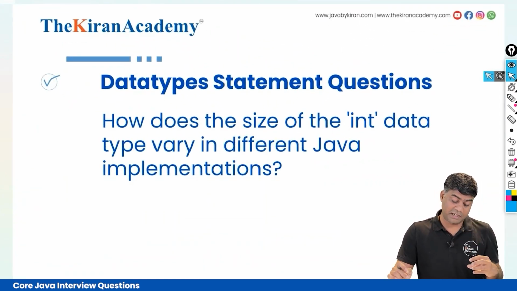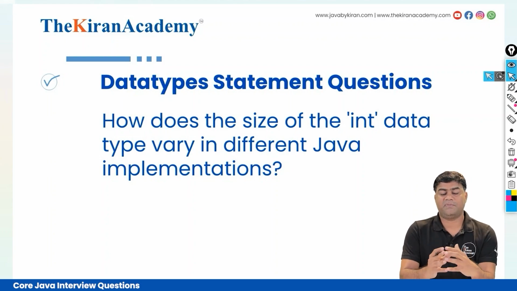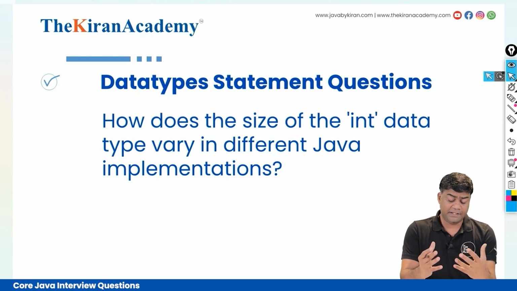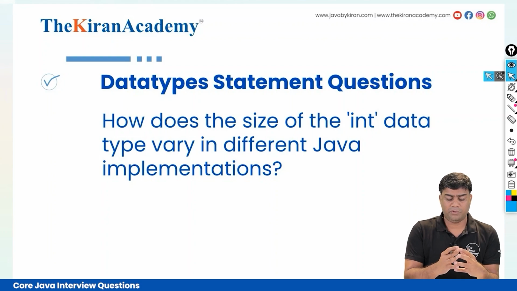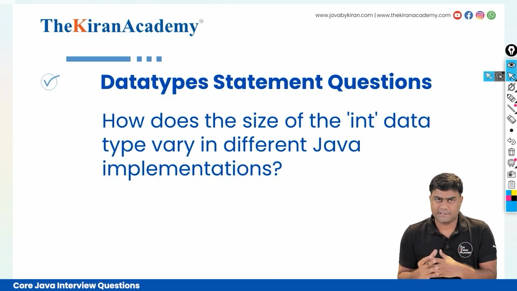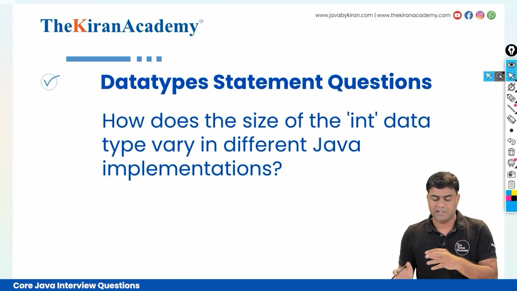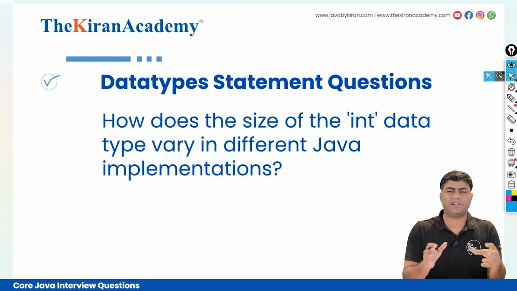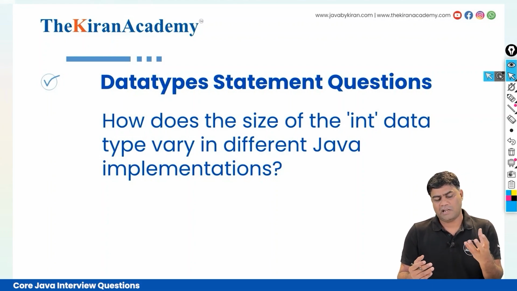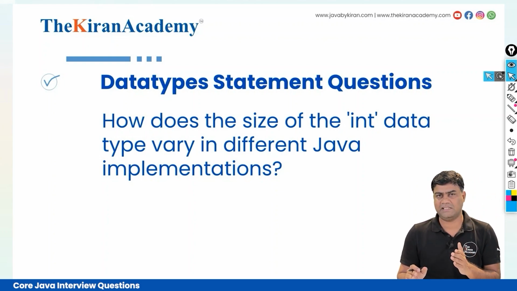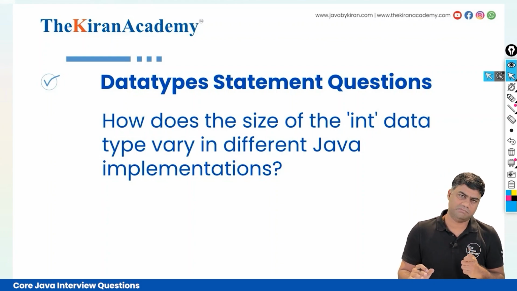How does the size of int data type vary in different Java implementations? First of all, they have made it very clear integer data type is taking 4 bytes, that is 32 bits. So if you go for any operating system, as Java is platform independent, it will remain the same, and that makes a consistent behavior. In other languages like embedded systems, there will be different sizing for integers for different platforms, but in Java that is not the case. It is consistent. It's 32 bits, 4 bytes. 1 byte is 8 bits, so 4 into 8 is 32.